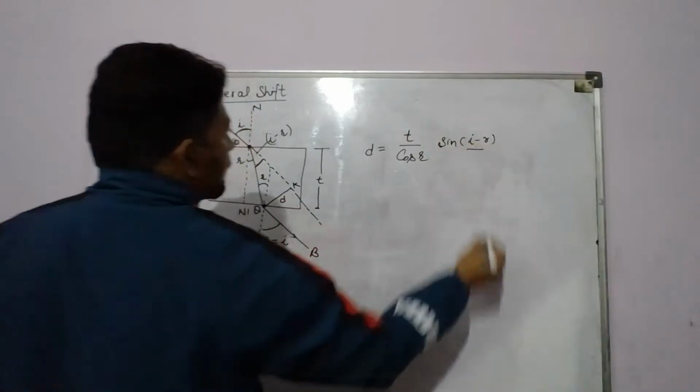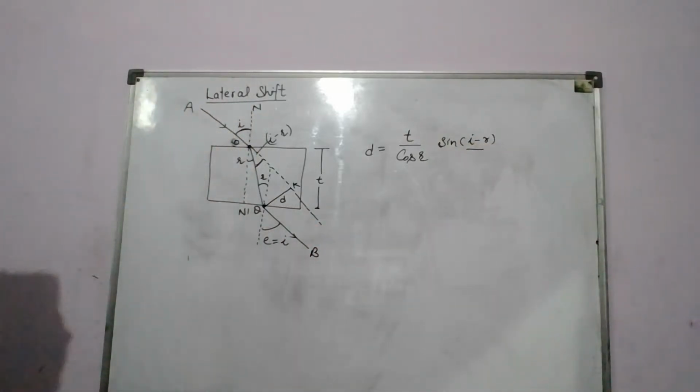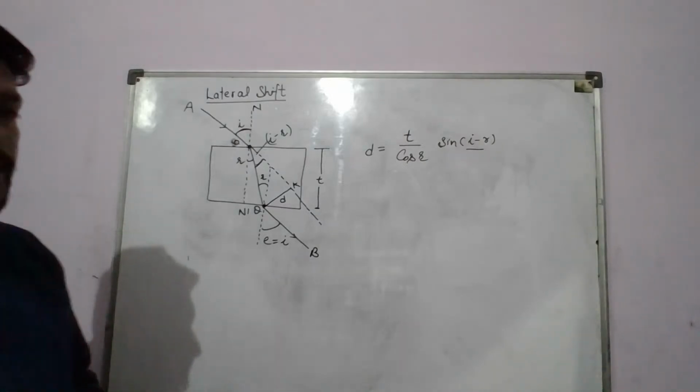From the CBSE, this portion is deleted. That's why for JEE or NEET, you can just remember the formula. D is equal to T upon cos R into sine I minus R. This is the main formula for the lateral shift. After that, we will study about refraction at a convex spherical surface.